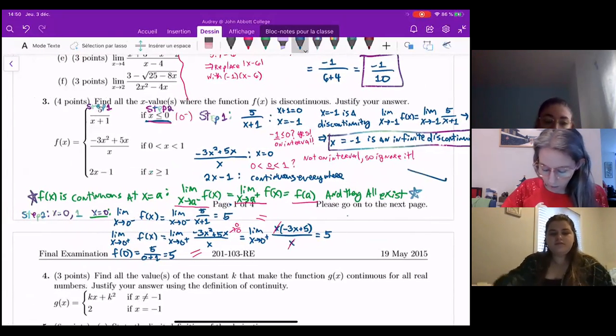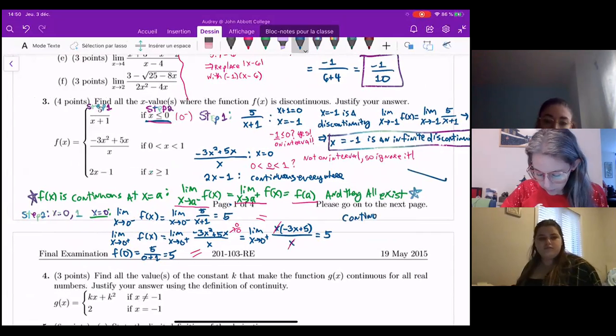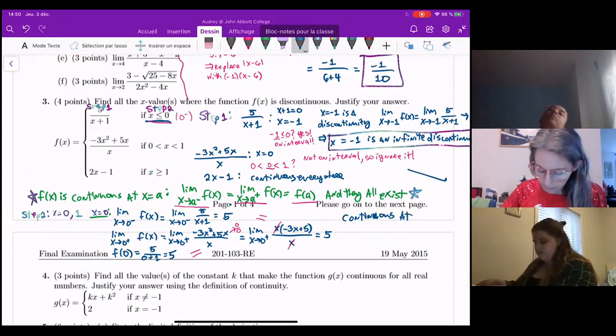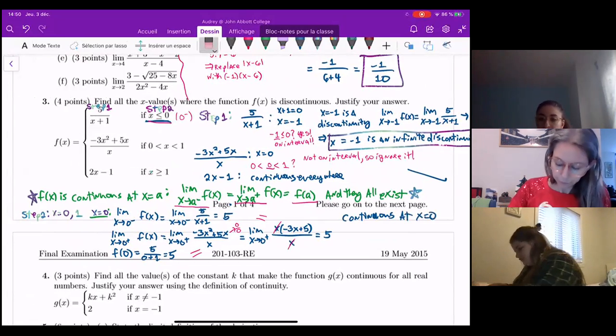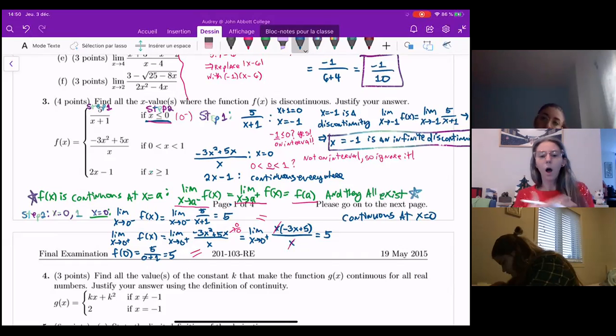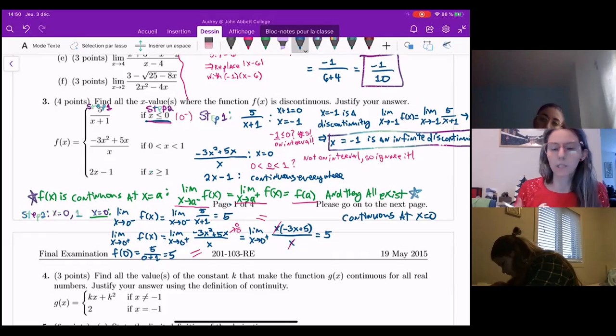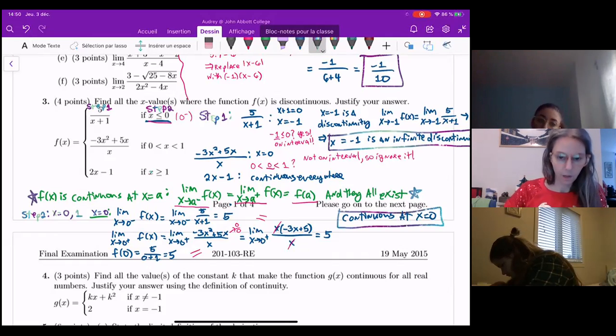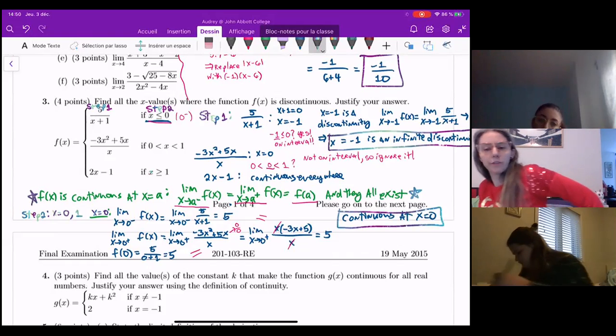So we can say here, continuous at x equals 0. Even though I got that 0 over 0, which often represents a removable discontinuity, all three of my things were equal to each other. So it wasn't a removable discontinuity, it was continuous there. Now what else do I have to do to finish this problem?